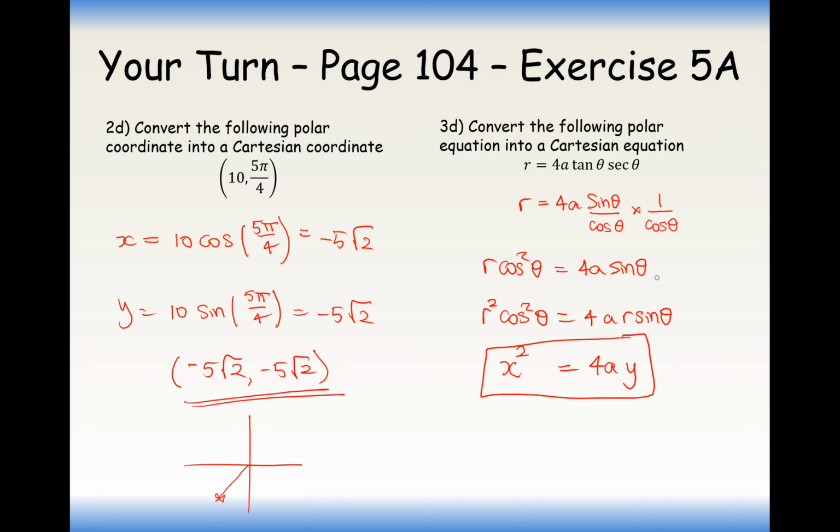Yes, it's got the letter a in it, but a is just a constant here. It's got the letters x and y in it. It does not have the letters r or theta in it. And there we are, that's all we're going to go through for exercise 5a.